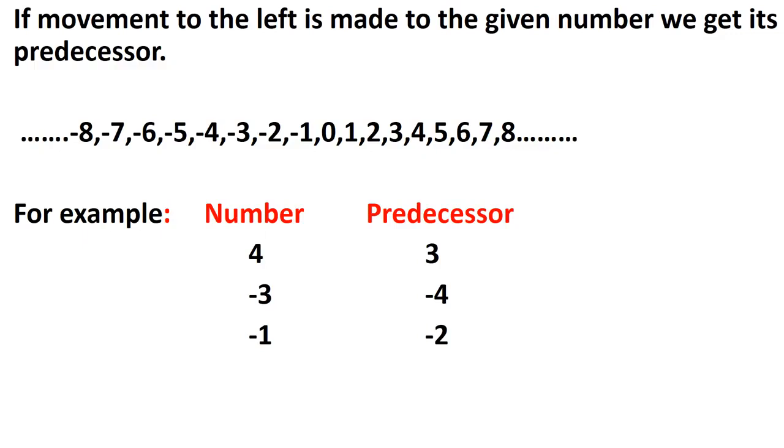Now see, where is minus 1? And move one step towards its left-hand side. You will get minus 2. So minus 2 is the predecessor of minus 1.